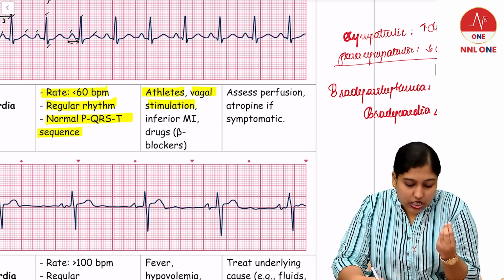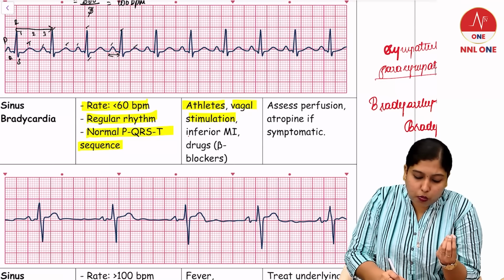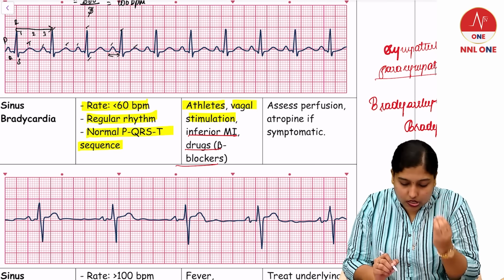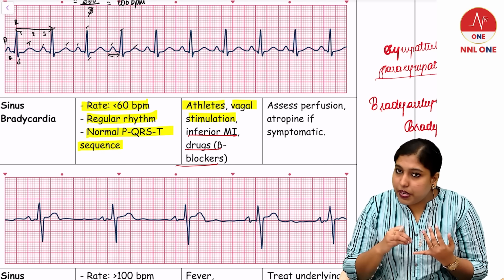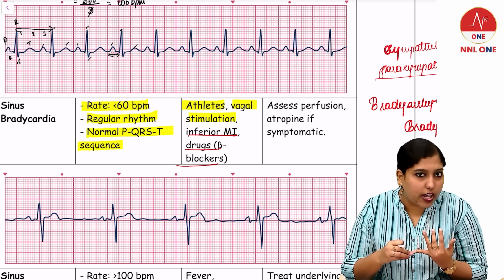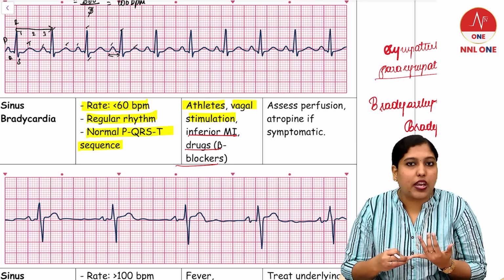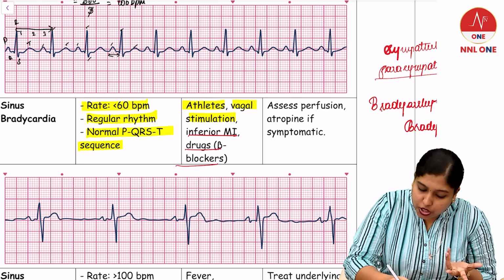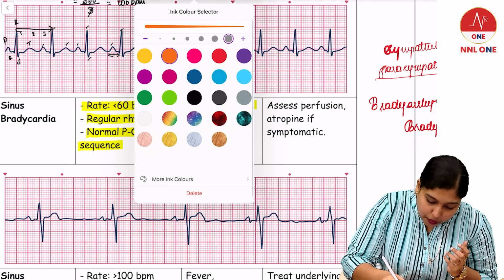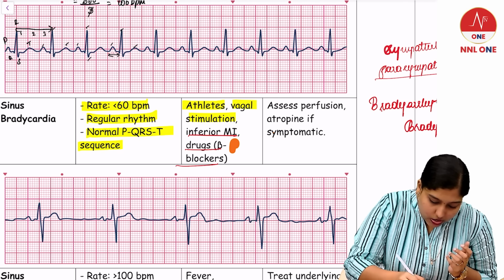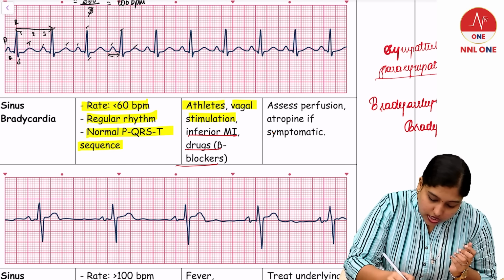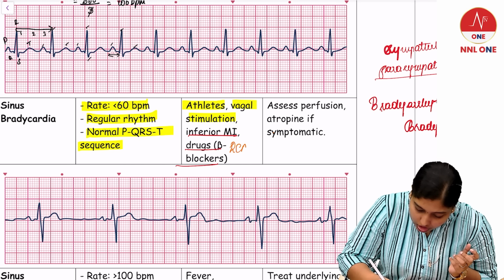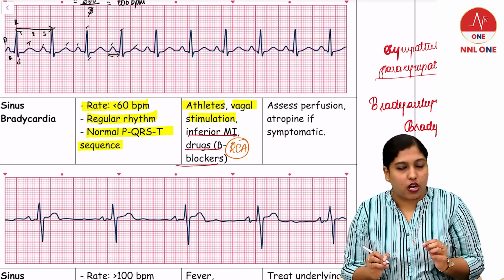And when there is an inferior wall MI, the most important point, please understand, dear children. As we discussed in the previous session, the blood supply of the inferior wall of the heart is done by which particular artery? It is done by your right coronary artery, as you all know.